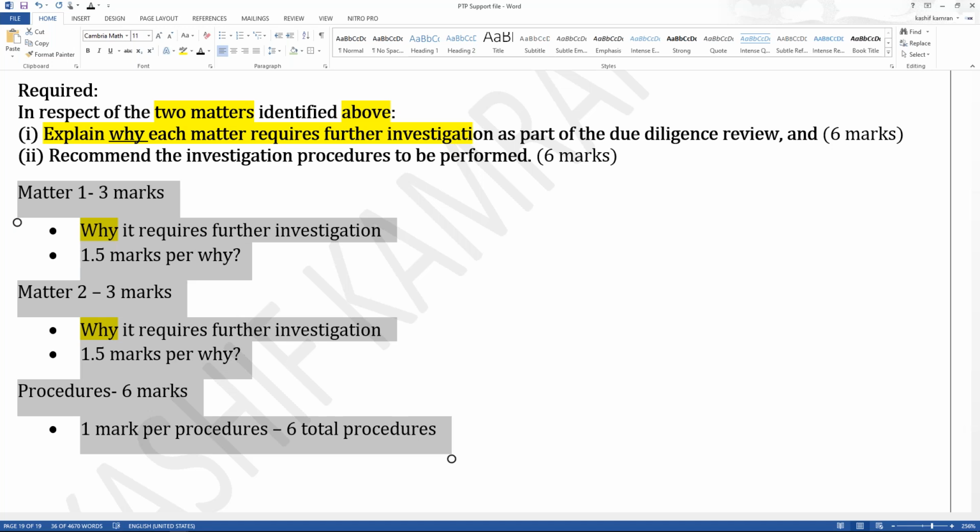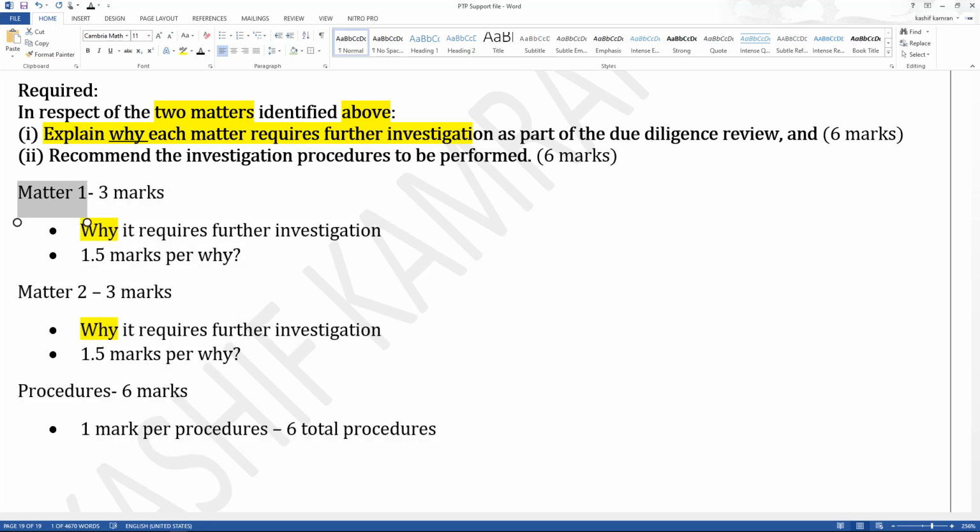Now look at the question. Doesn't the question seem simple that we have a matter 1 and for matter 1 I need to tell why this requires further investigation? So simple. Then the matter 2, why it requires further investigation. Finish. Then I need to write 6 procedures.